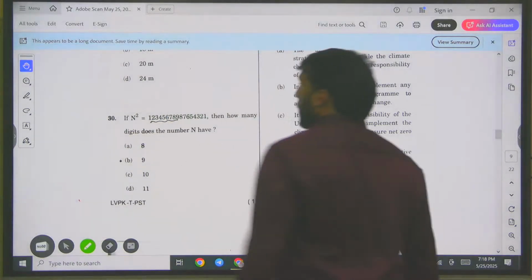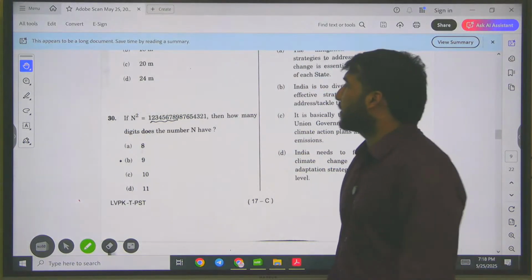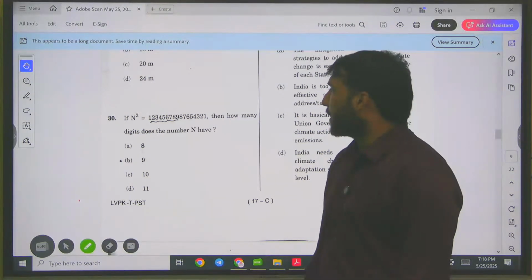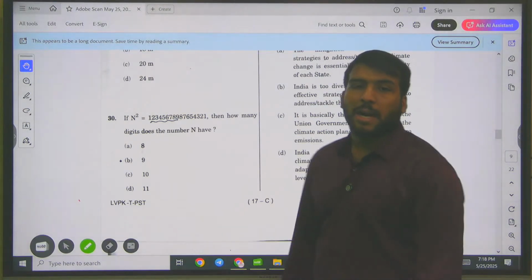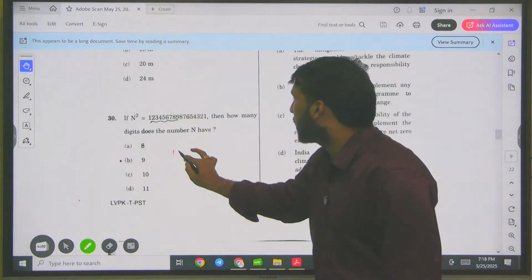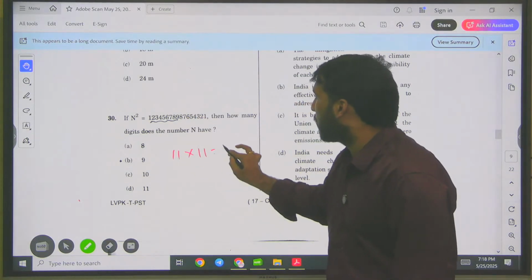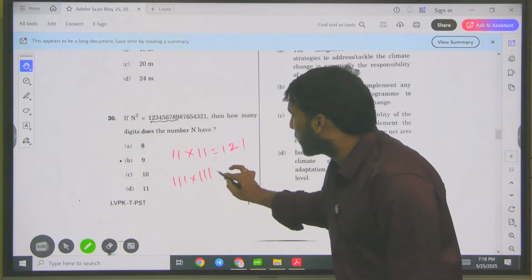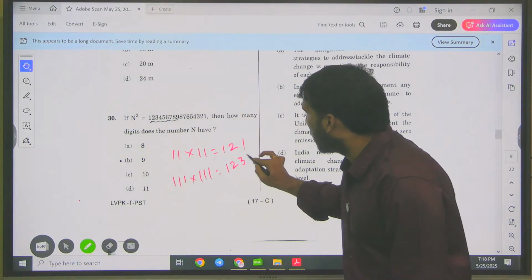So n square is equal to 1, 2, 3, 4, 5, 6, 7, 8, 9, 8, 7, 6, 5, 4, 3, 2, 1. How many digits does the number n have? He is asking how many digits does the number n have? Simple question. 11 into 11 how much? 121. 111 into 111 is how much? 1, 2, 3, 2, 1.